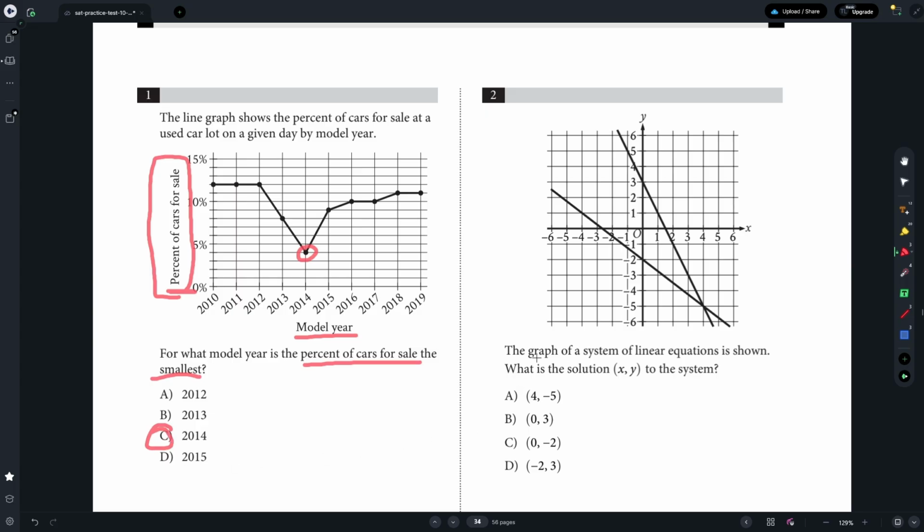Okay. The graph of a system of linear equations is shown. What is the solution (x, y) to the system? So there's two lines here, one line going this way and one line going this way. When they ask for a solution of two lines, they're asking for where they intersect. So you can clearly see this is the point where they intersect. We don't know exactly where, but if we look at the graph, it's about the 4 mark, -5 mark. So it would be at (4, -5). If we look down here, (4, -5). Correct answer is A.